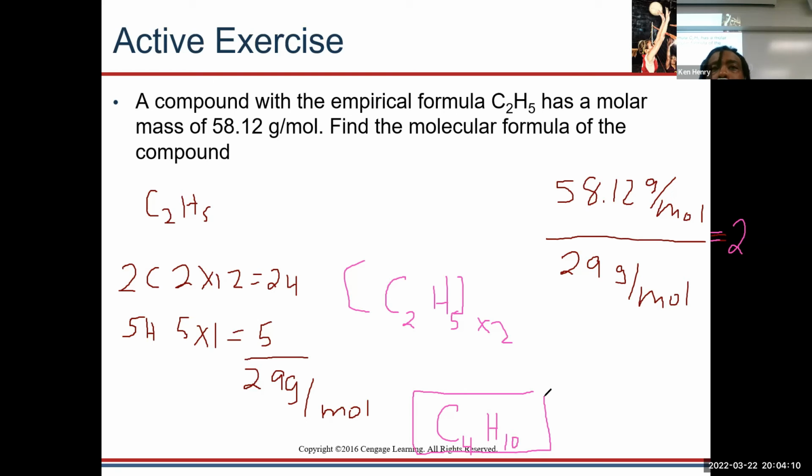No, the molecular formula is a multiple of the empirical formula. So in other words, in this case, it's 2 times, right? It's twice the amount. By 29, because that's the mass of the empirical formula. This is the molar mass of the molecular formula. Okay, yes.